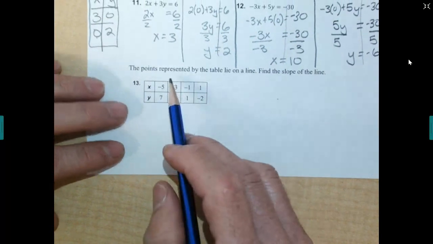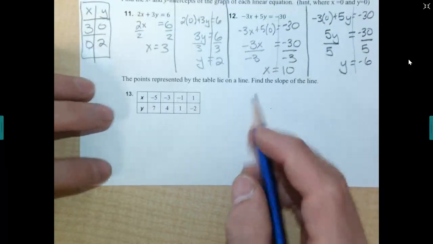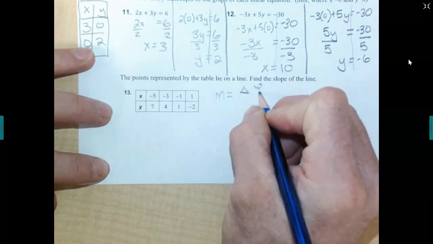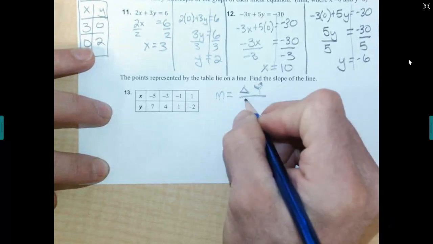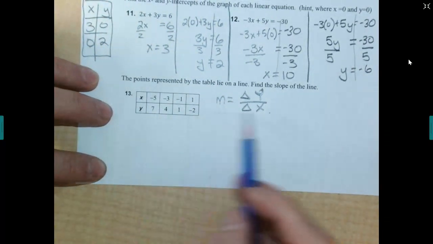The points represented by the table lie on a line. Find the slope of the line. Well, we know that slope equals the change in y over the change in x. Look, the x is at the top, the y is at the bottom. Make sure you switch them.